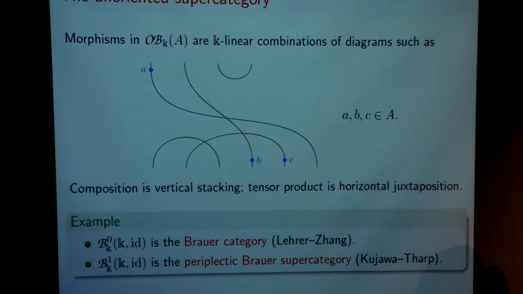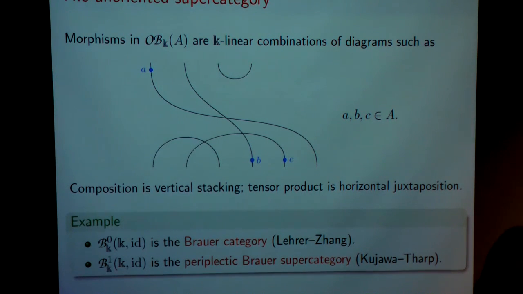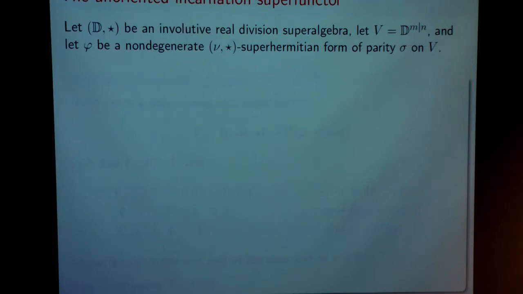So what are some examples that appeared before? If you just take your division superalgebra to be the ground field, then when you take sigma to be 0, this is the Brauer category. When you take sigma to be 1, it's the periplectic Brauer supercategory, or what these authors called the marked Brauer supercategory. There was a special case of their marked Brauer supercategory.